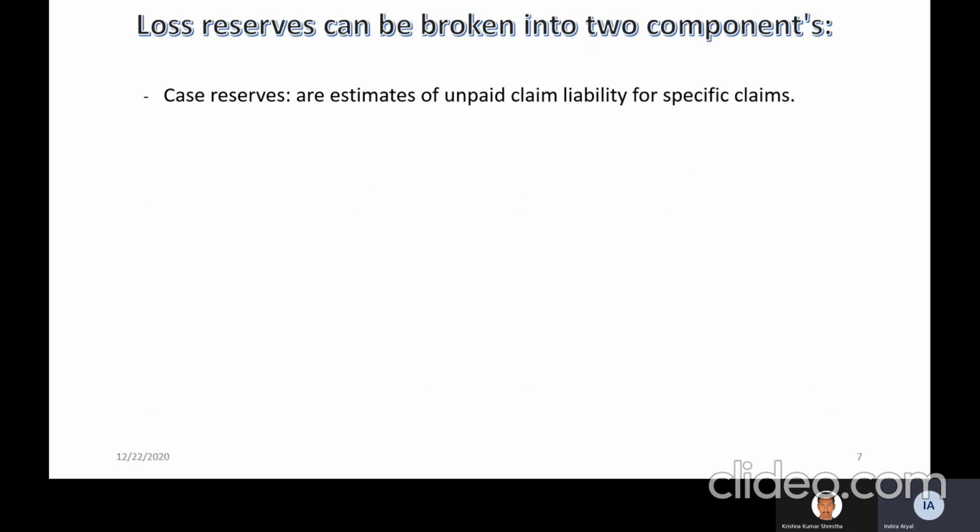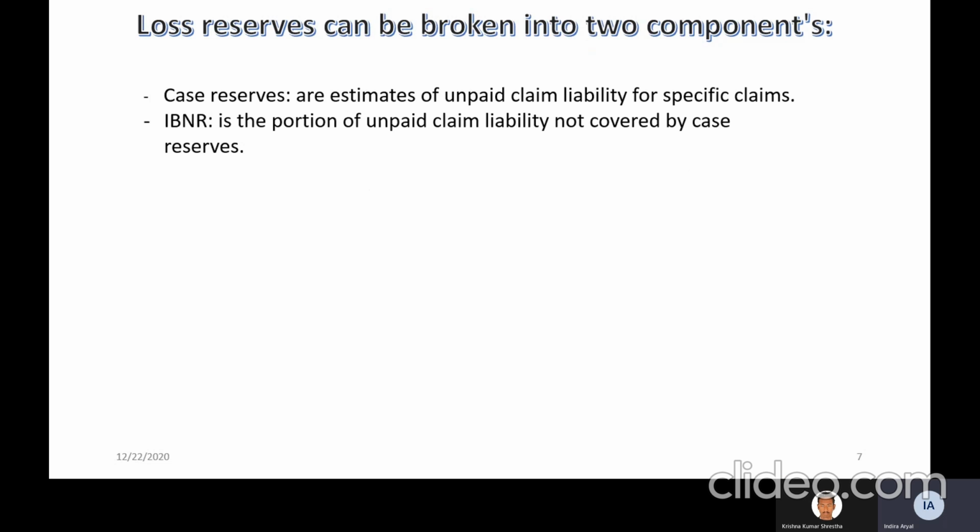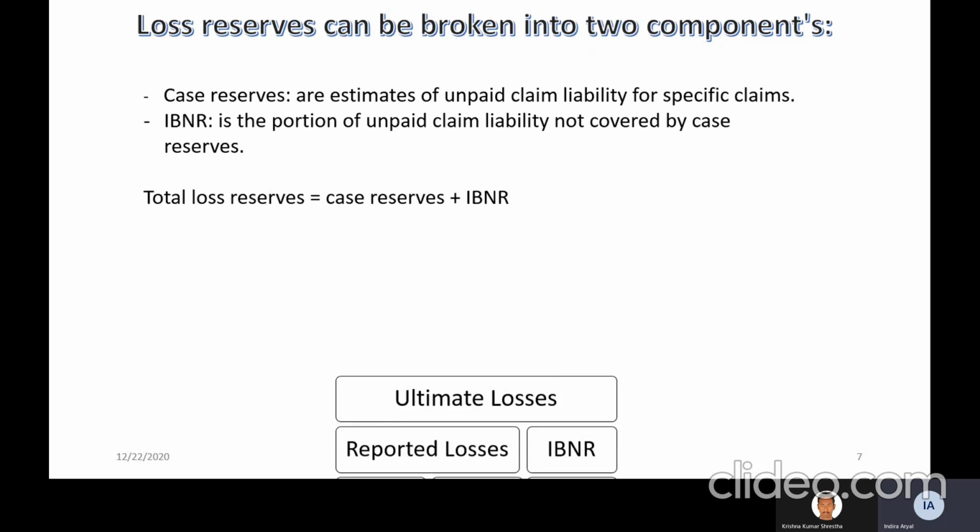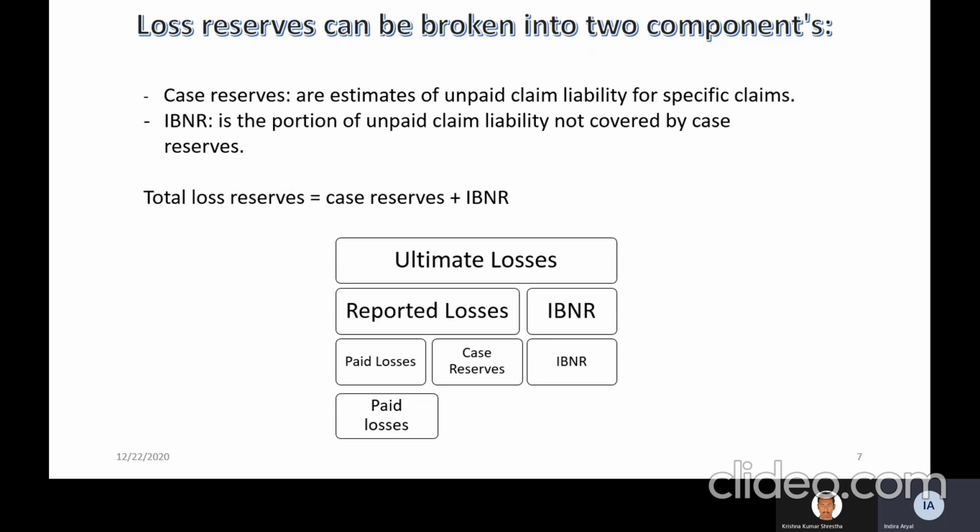Loss reserves can be broken down into two components: case reserves and IBNR. Case reserves are the estimates of unpaid claim liability for specific claims, and IBNR is the portion of unpaid claim liability not covered by case reserves. So the total loss reserves equal case reserves plus IBNR. Here the ultimate loss is the sum of reported loss and IBNR, which means incurred but not reported losses.